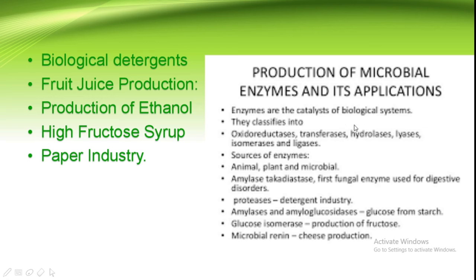Enzymes are the catalysts of biological systems. They are classified into oxidoreductases, transferases, hydrolases, lyases, isomerases, and ligases. Sources of enzymes are animal, plant, and microbial. Amylase and other fungal enzymes were first used for digestive disorders. Proteases are used in detergent industries. Amylases and glucosidases are used to form glucose from starch. Glucose isomerase is used for the production of fructose, and microbial rennin for cheese production. So in this way you learn about the industrial applications of the enzymes.